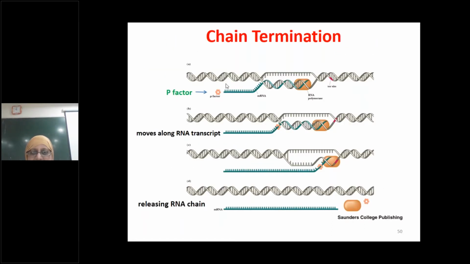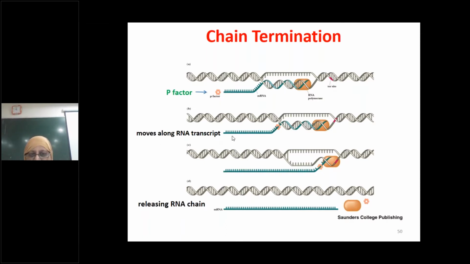Here you can see the transcription taking place. This is the rho factor, and the red here represents the termination sequence at the termination site. So there is a sequence here that indicates that the transcription has to end, and this sequence will be recognized by the rho factor.